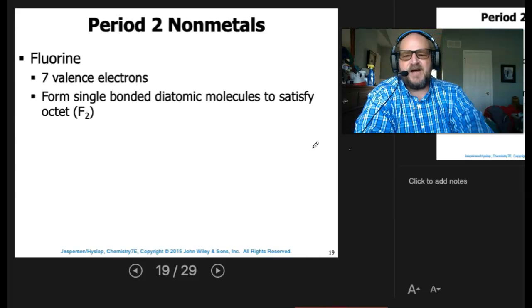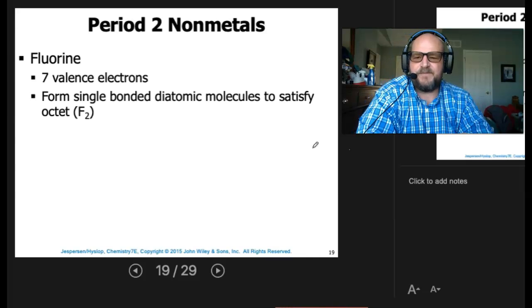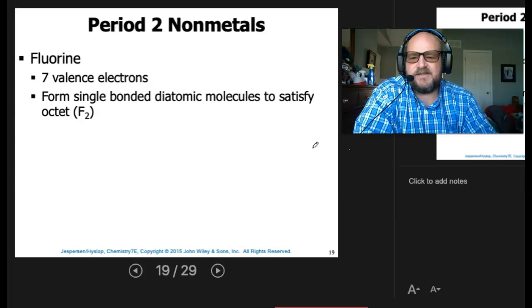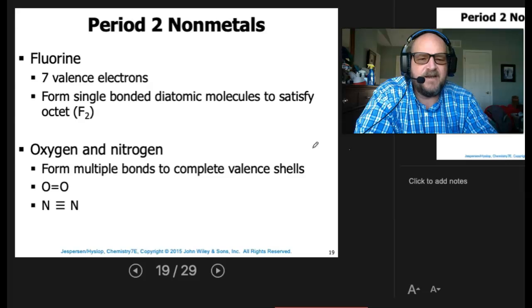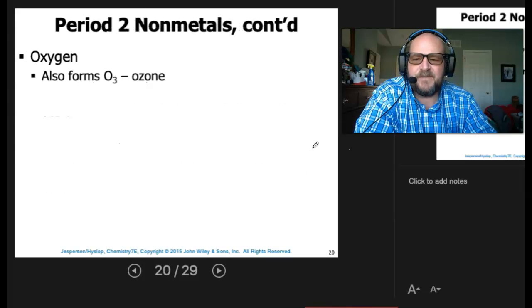So our period 2 nonmetals then. Fluorine, 7 valence electrons. We form single bonded diatomic molecules to satisfy our octet. In other words, we see diatomic F2. Oxygen and nitrogen will also form diatomics. They have multiple bonds to complete their valence shells. We see O2 as a double bond, N2 as a triple bond.